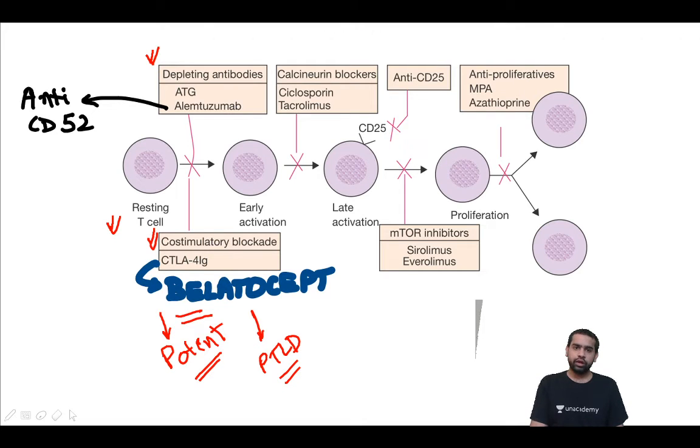Fair enough. Now what is this alemtuzumab? This is anti-CD52. So just a point for you to remember. Then for the early activation phase, what do we have? We have this calcineurin blocker, and we already talked about how it acts.